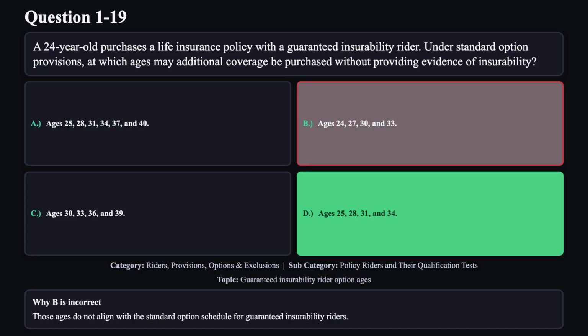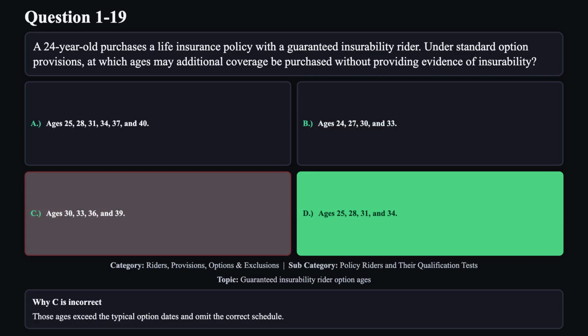Reason B is not correct. Those ages do not align with the standard option schedule for guaranteed insurability riders. Reason C is not correct. Those ages exceed the typical option dates and omit the correct schedule.